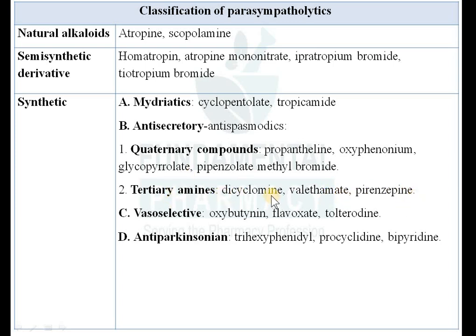Okay, so out of this, dicyclomine is an antispasmodic. Okay, these are mostly used as antispasmodic. Then vasoselective, for example, oxybutynin, flavoxate and tolterodine. There are few drugs which are used as anti-Parkinson, like trihexyphenidyl, then procyclidine and biperiden. We have seen these drugs when we were discussing anti-Parkinson drugs. Okay, so this is the classification.